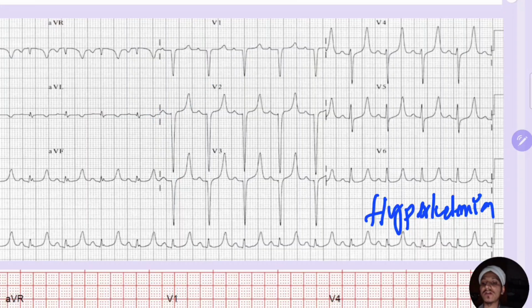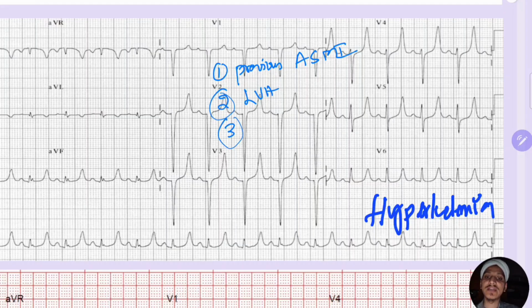So what are the causes of poor R wave progression? Number one is previous anteroseptal MI. I will tell you what it is. Number two is left ventricular hypertrophy. Number three is lead misplacement. Lead misplacement is not possible in this because aVR is okay. So either the possibility is LVH or previous anteroseptal MI.